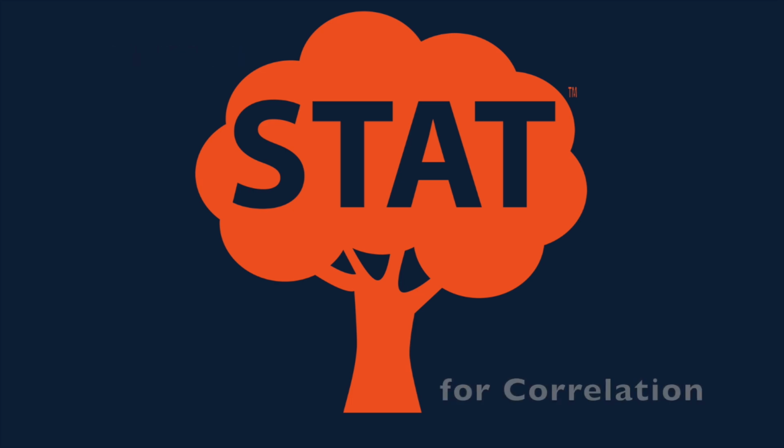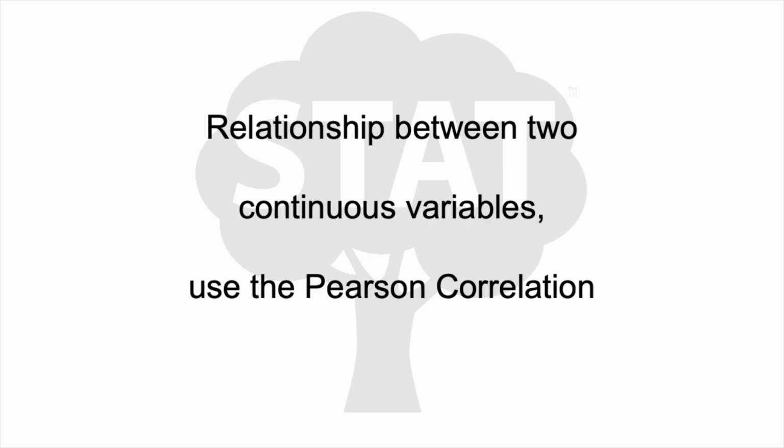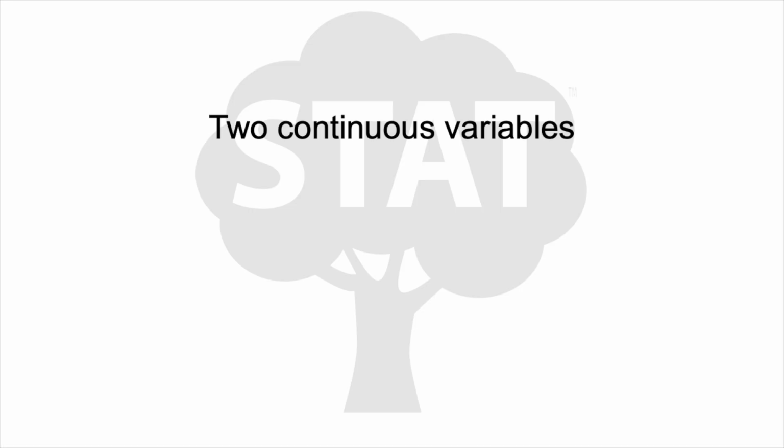Welcome to the StatTree video module for correlation. To test whether there is a relationship between two continuous variables, the Pearson product moment correlation would be appropriate. You will need two continuous variables in order to run this test.